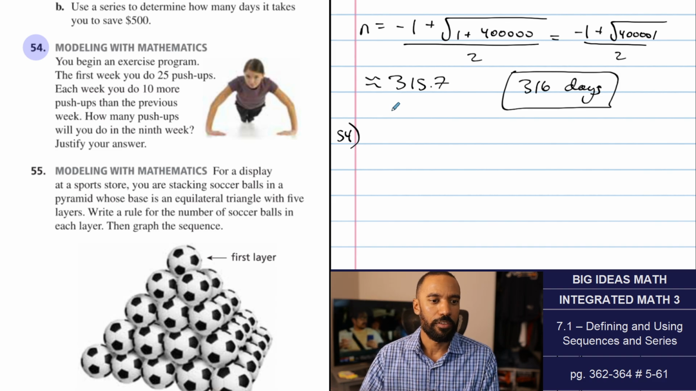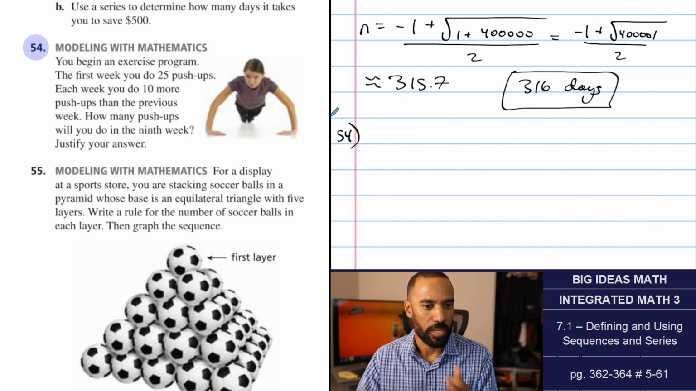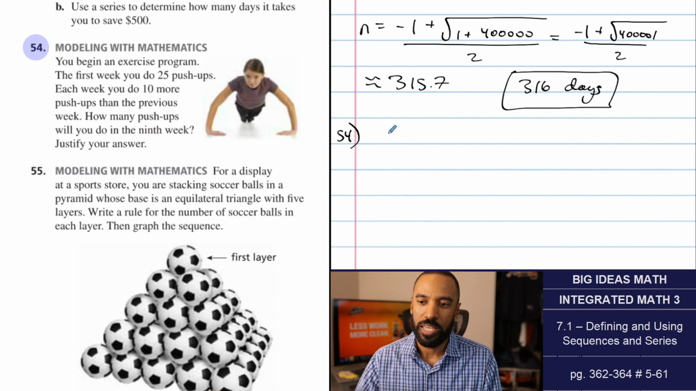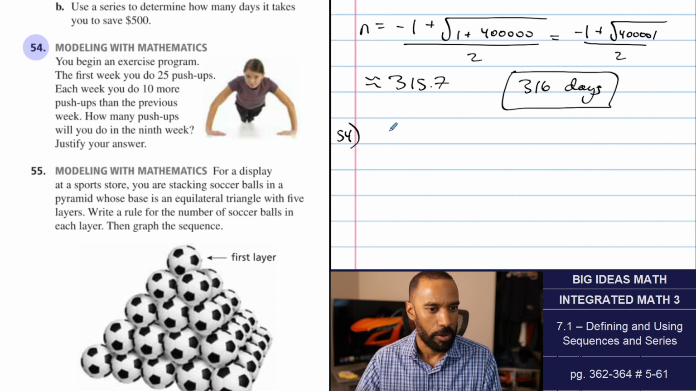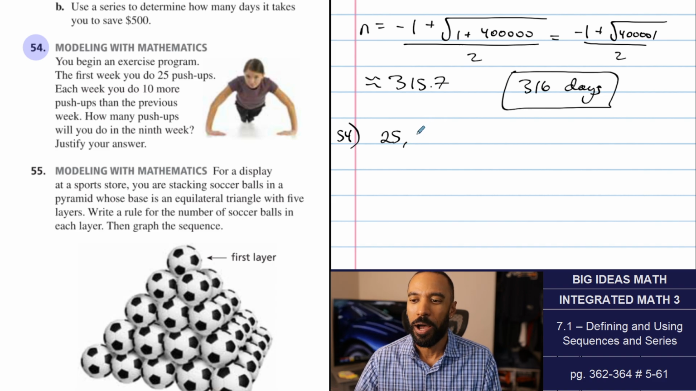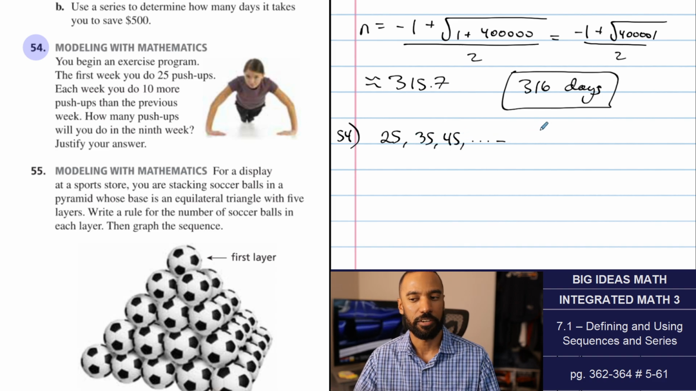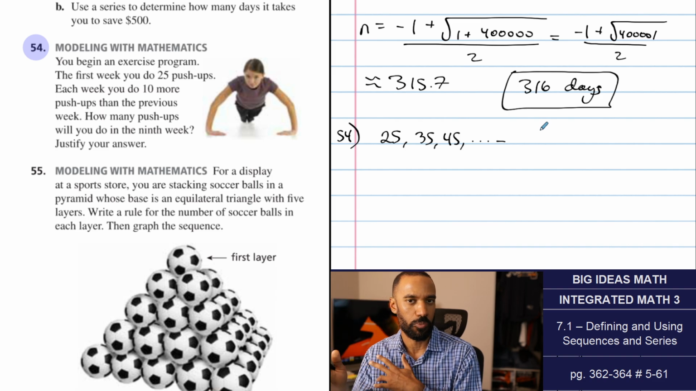So first week you do 25. Each week you do 10 more than the previous week. So I'm seeing this as how many push-ups will you do the 9th week? Justify your answer. I see this as a list, a sequence, right? Common difference is 10 more push-ups than the week before.